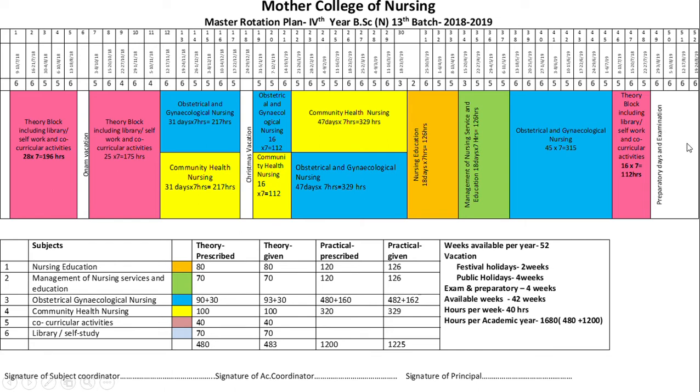Because it is the 4th year, I have not given the holiday after the public examination, because they are finishing their course and going. After the examination they don't need to come back to the college. So I have not planned the holiday after the examination. But for the first year, second year and third year, as the university has said, you have to give a 1 week vacation after the examination. So the color coding has been given.